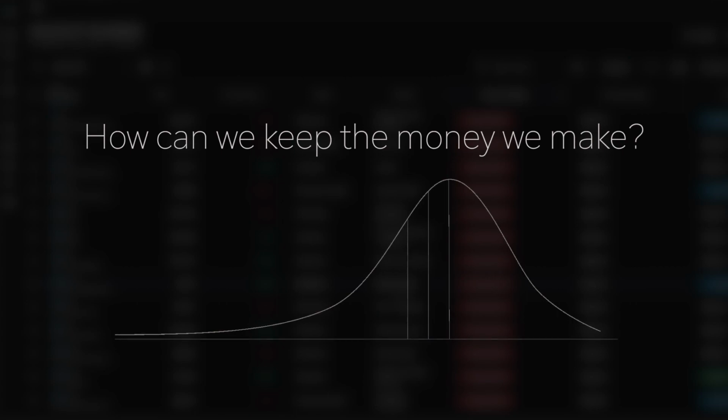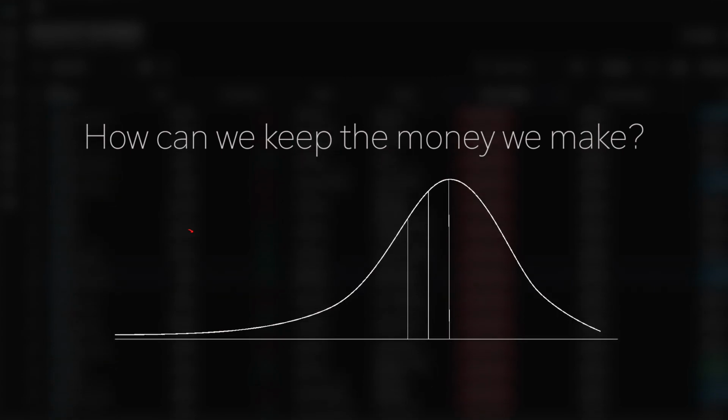Knowing this, the game when trading the variance risk premium is not how can we make money, but instead, how can we keep the money that we make? What safeguards can we put in place to protect against the large negative skew that comes with these strategies? This leads us to tip number 2, size down.